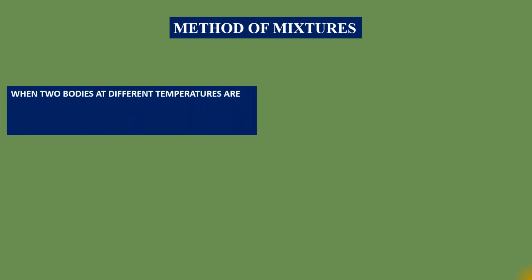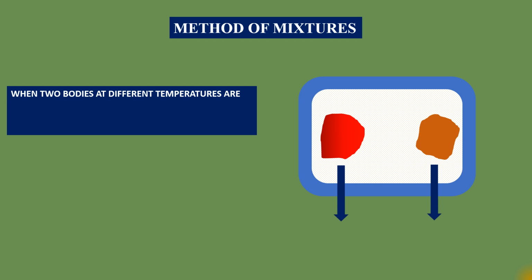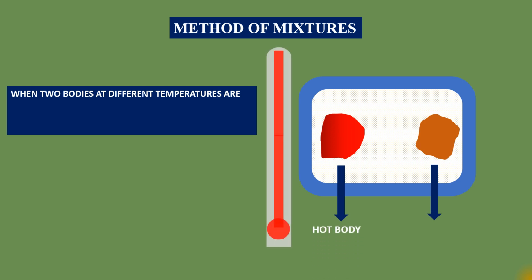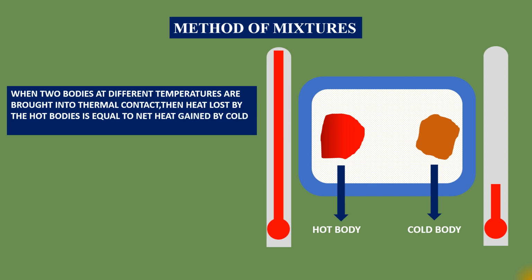Method of mixtures. When two bodies are at different temperatures, consider an isolated system in which two bodies are present. One is a hot body which is at higher temperature. Another one is a cold body which is at lower temperature. When these are brought into thermal contact, heat lost by the hot body is equal to net heat gained by the cold body until they attain thermal equilibrium.